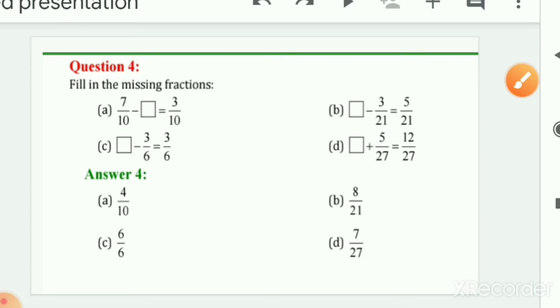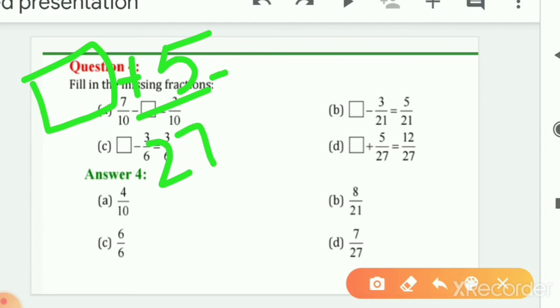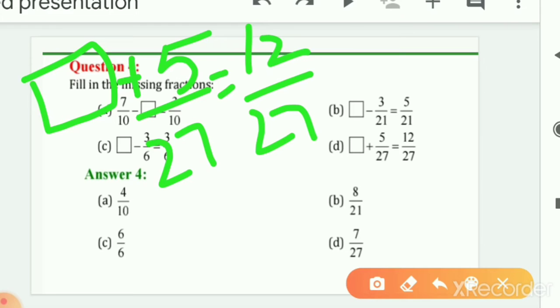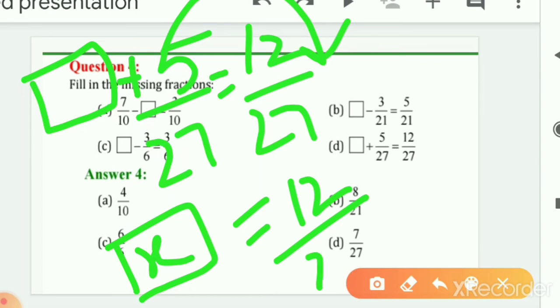Same way you can do question number D also. I hope you all will do it. How will you do it? This is the box given. Plus 5 by 27 equals 12 by 27, right? Now what will we do? We will take this plus sign here. The box will remain as it is. You can write x here equals 12 by 27, which will remain as it is.